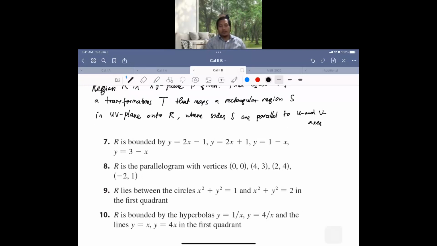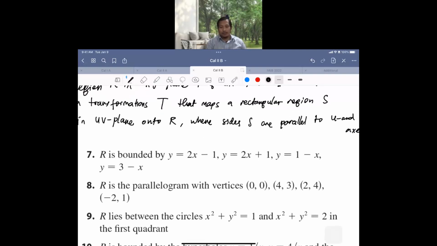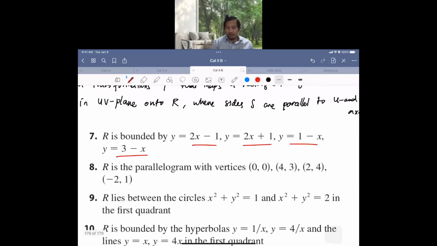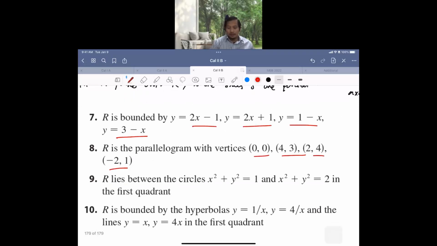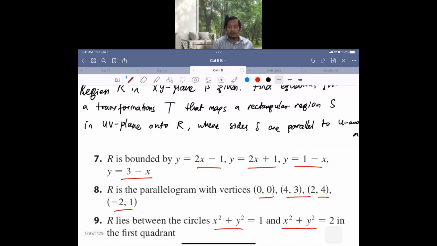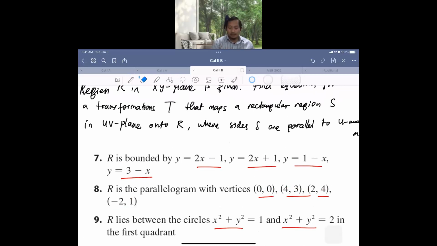The R has variations. The first R is bounded by these equations, and the second R, number 8, is a parallelogram with these vertices. Then you need to describe the equations. The next one has a circle, and the next one has hyperbolas. But let me just start with the first two questions, number 7 and 8.